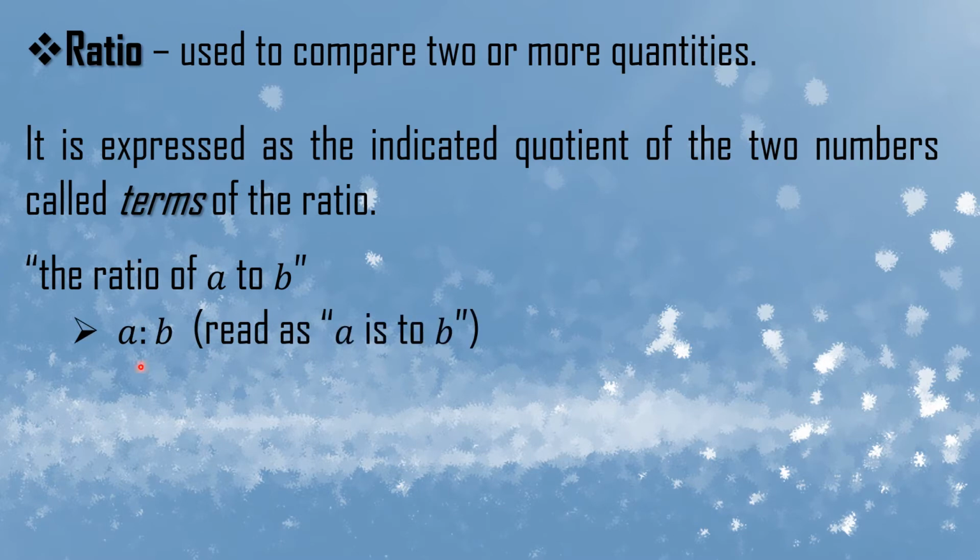So ito ay binabasa as A is to B na kung saan ang nasa gitna ng dalawang quantities ay isang colon. Or pwede rin nating isulat as A over B, babasahin din siya as A is to B, or pwede rin A divided by B.